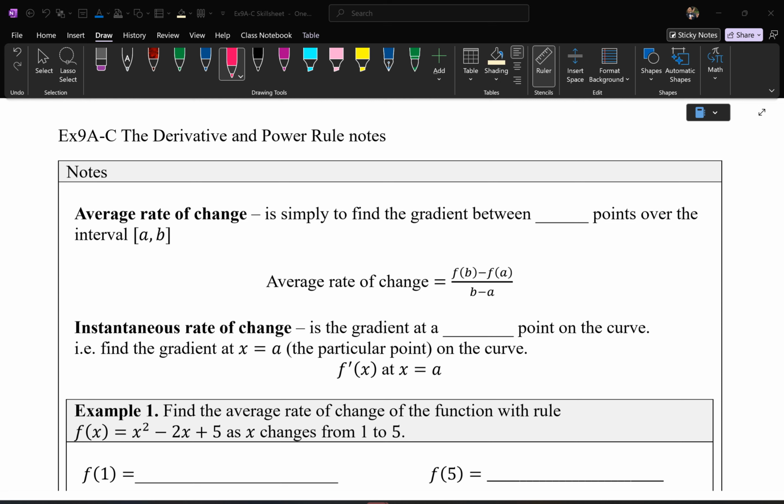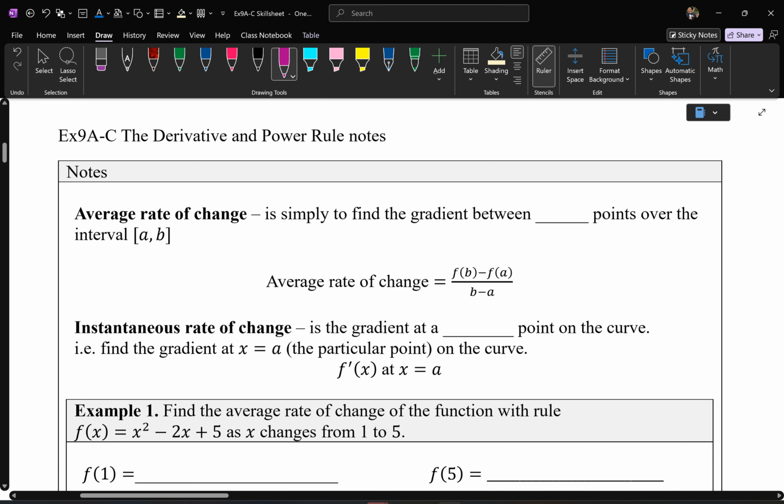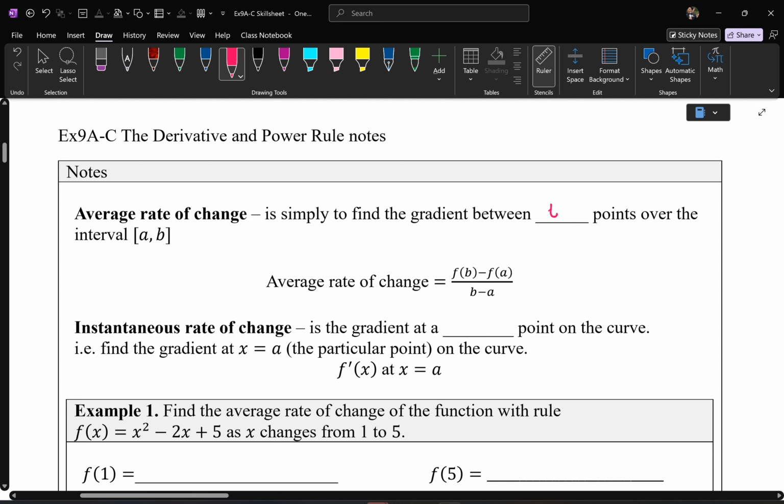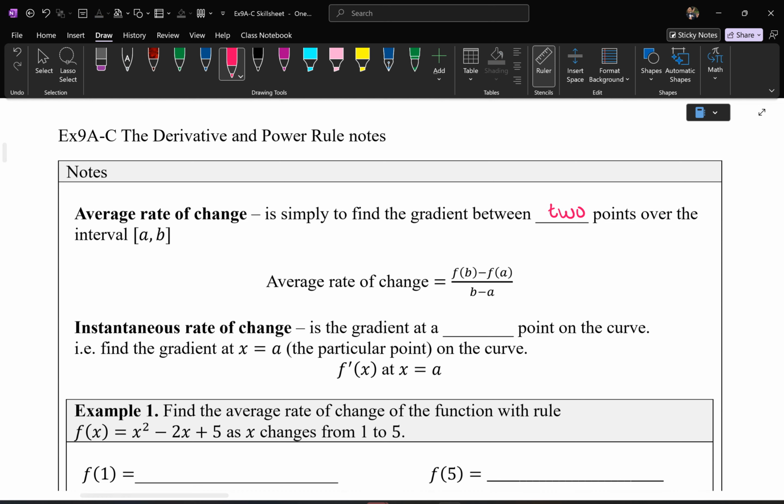When you see average rate of change, what does that mean? It simply means to find the gradient between what? Can I please have Joe? What do you think? What's the average rate of change mean? Beautiful. Literally, it's just the gradient of 2 points.